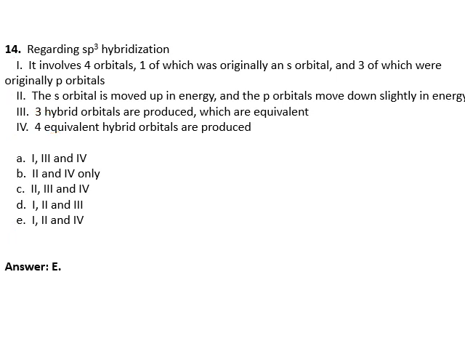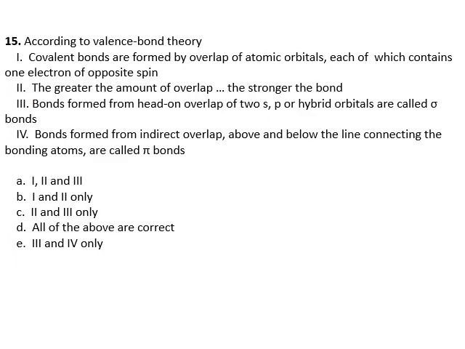According to valence bond theory, covalent bonds are formed by overlap of atomic orbitals, each of which contains 1 electron of opposite spin. We didn't talk about this specifically, but it's true. 2, the greater amount of overlap, the stronger the bond is. True. 3, bonds formed from head-on overlap directly between the 2 nuclei, whether they're sp or hybrid orbitals, are called sigma bonds. That's true. And 4, bonds formed from indirect overlap are called pi bonds. That's also true. So our answer is going to be D, all of the above.